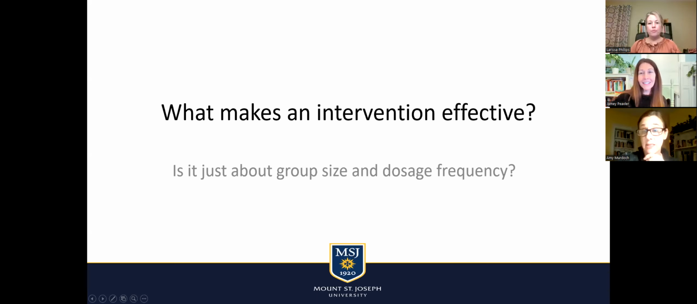But again, I think the best one is one that's connected to the intervention or instructional program that you're using, that really helps you make decisions about where this child needs to go next in terms of instruction.